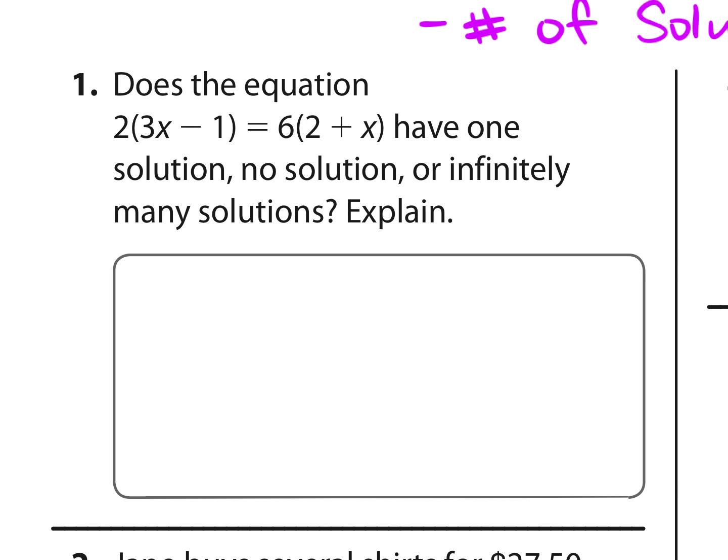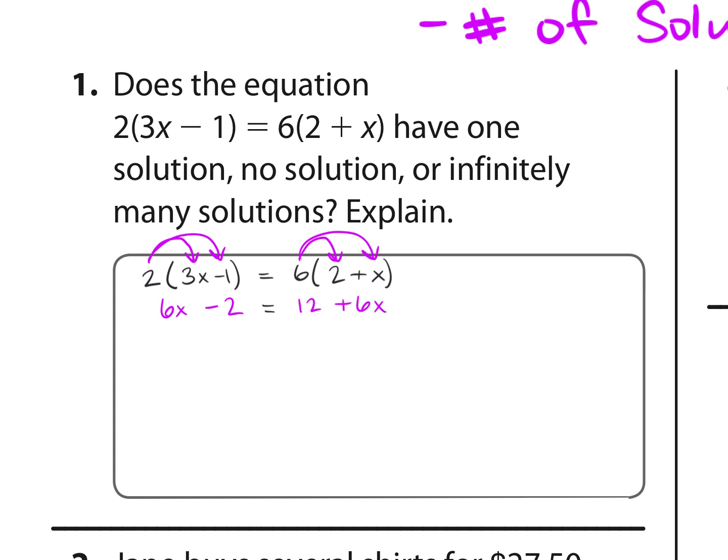First, we're going to look for distributive property. 2 will distribute to each term in the parenthesis, which is multiplied. 2 times 3x is 6x. 2 times negative 1 is negative 2. On the right side of the equation, we have 6 times 2 is 12, and then 6 times x is positive 6x. At this point, we don't have any more simplifying we can do because we don't have any like terms on the same side of the equal sign.